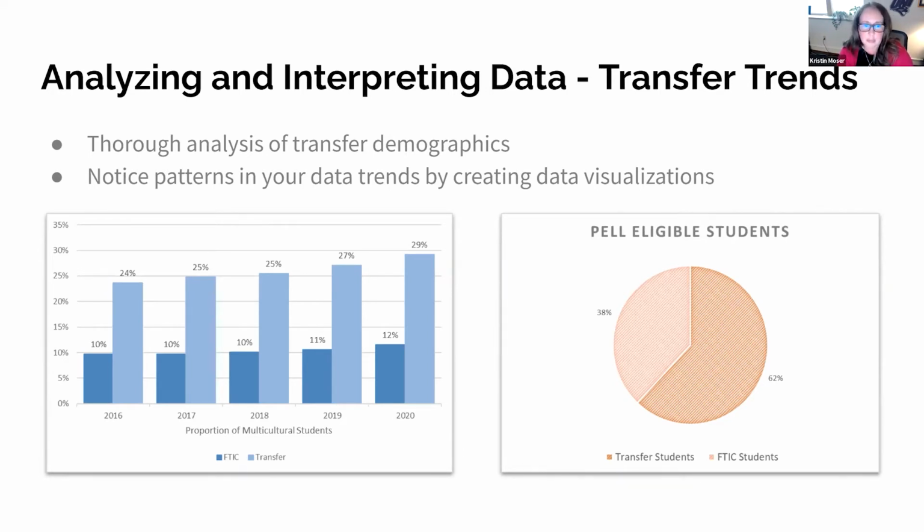but looking at that chart with the blue bars, thinking about the proportion of multicultural students and just demonstrating how that differs between your first-time freshmen and your first-time in college students and your transfer students. Another piece is thinking about things like Pell eligibility. We know students who are Pell eligible tend to be much more focused on the financial impact that causes some stressors in them as they try to persist and graduate. And so really understanding those needs as well.